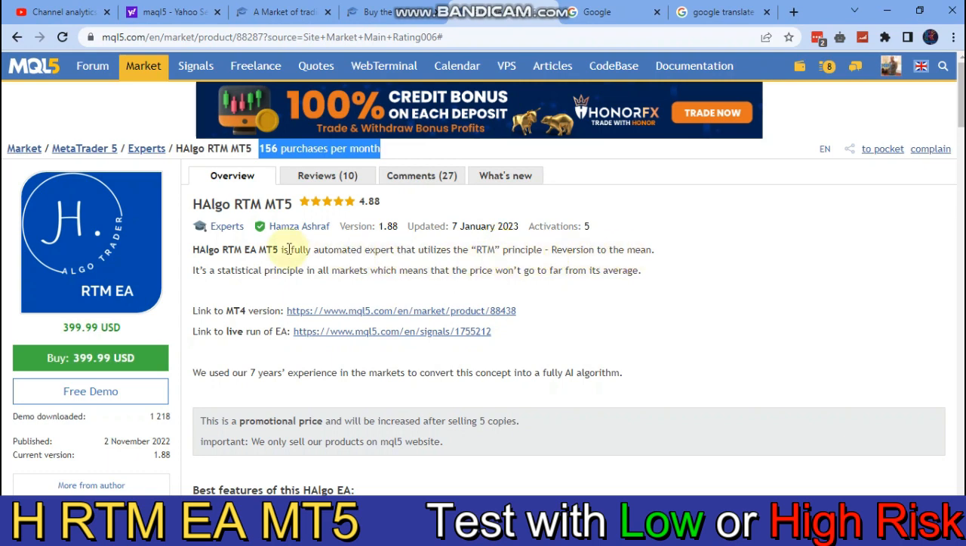I can see on the MQL5 site there are so many sellers, all selling the same thing as this EA with a different name and different parameters, but basically the same trading style. The EA trading style is the same also. The seller also has live results.